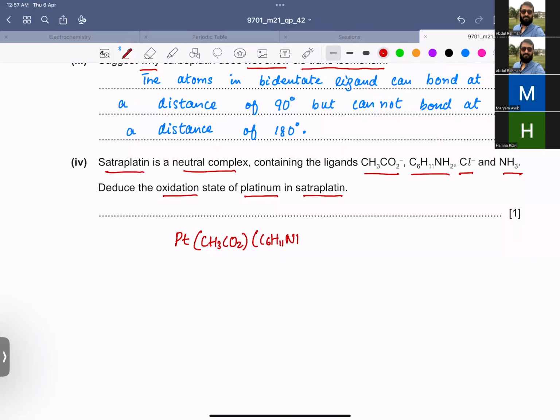C6H11NH2 is bonded to it. Chloride is bonded to it. And ammonia is bonded to it. And this is the whole complex.